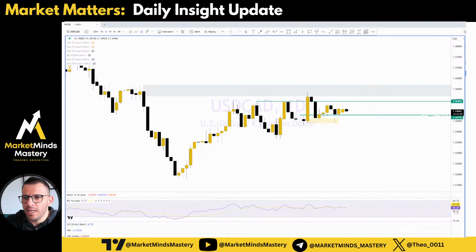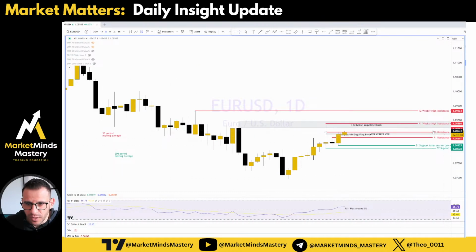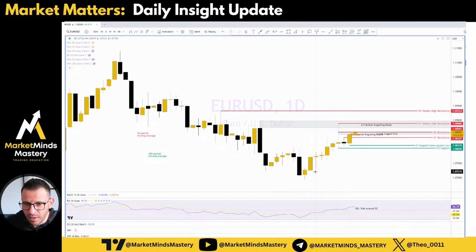Okay, next one, the euro US dollar. I have a lot of stuff here because of the analysis I send every day to some companies out there. So the euro US dollar, let's delete a little bit. What I see on this one here, guys, is that the price is moving upwards here. Okay, it's trying to get into this area of resistance.